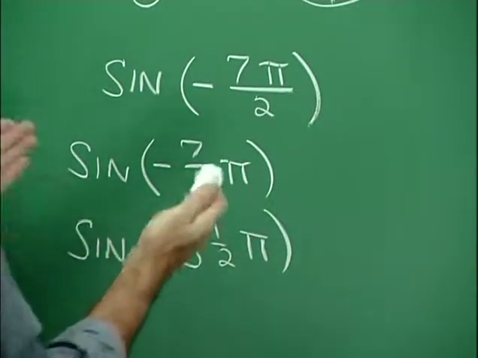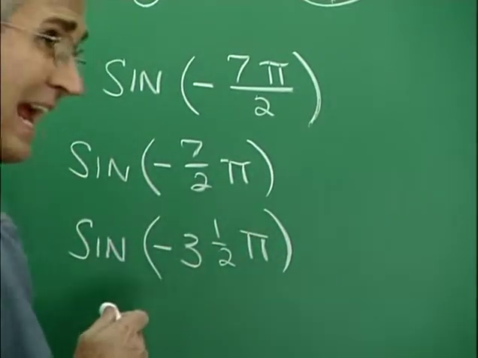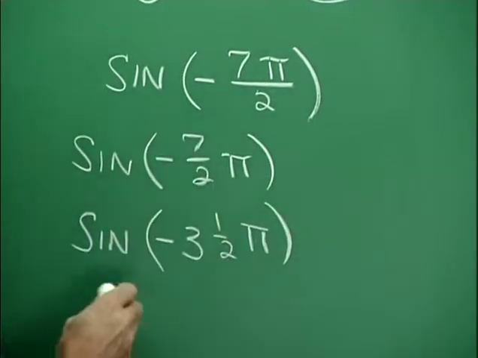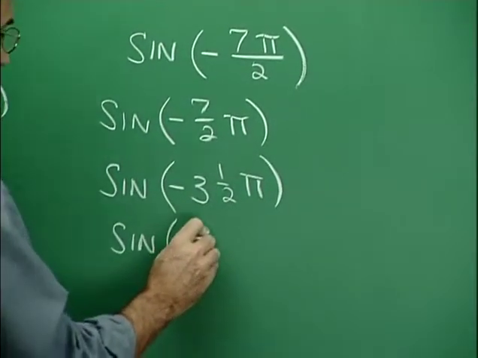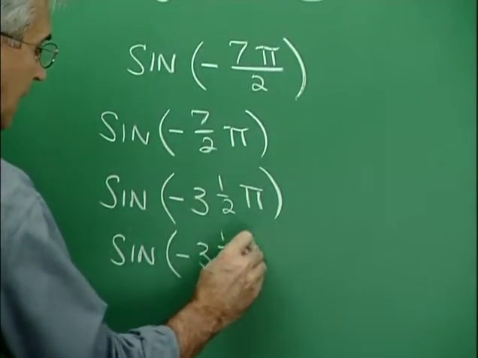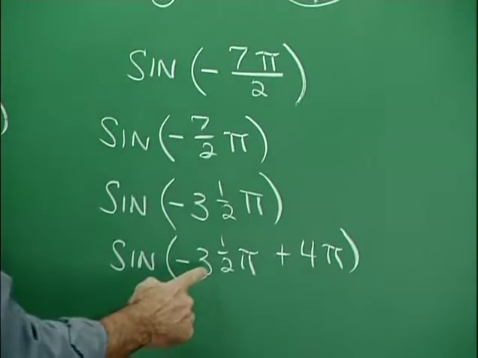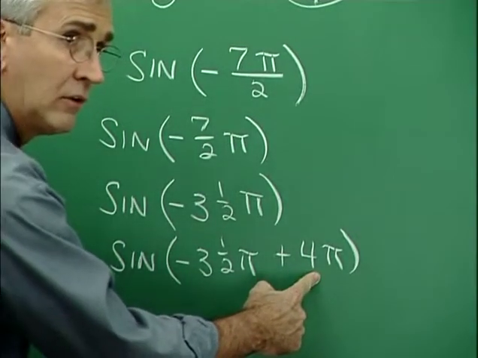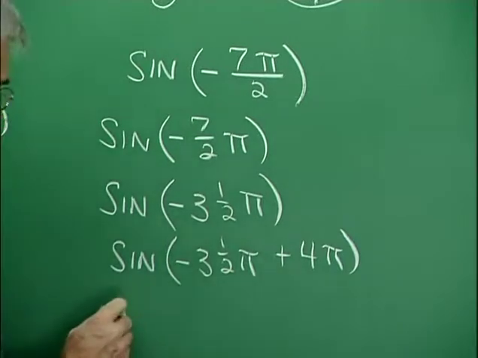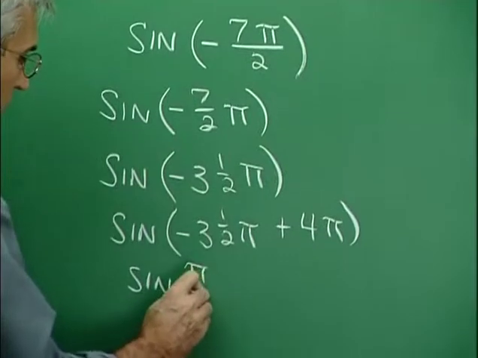Well, I can add or subtract units of 2 pi here if I want to. I think I want to add a couple of them. So this is the same as the sine of -3.5 pi plus 4 pi. And -3.5 plus 4 is a half a pi, or pi over 2. So this is really the sine of pi over 2.